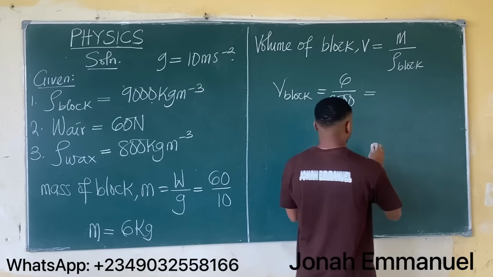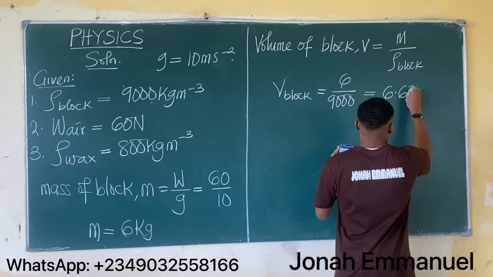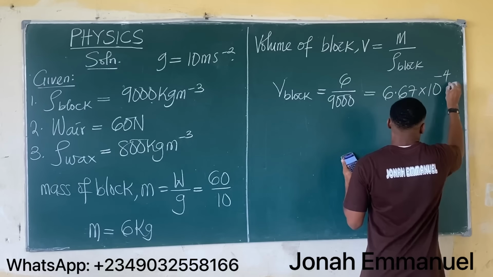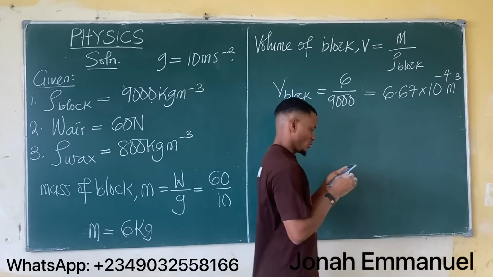That's about 6.67 times 10 to the power minus 4, of course, volume in meter cube. So just to confirm that from here, 1, 2, 3, 4. Alright, so 6.67 times 10 to the power minus 4 is the volume of the block.